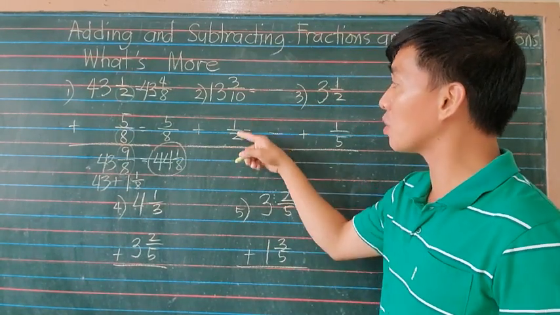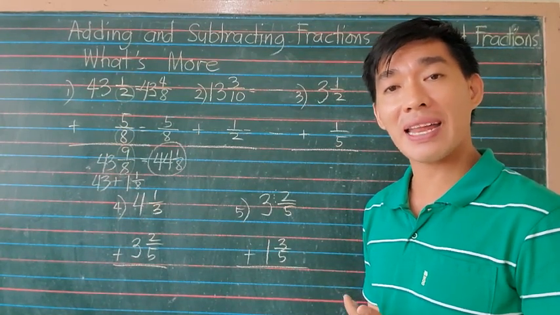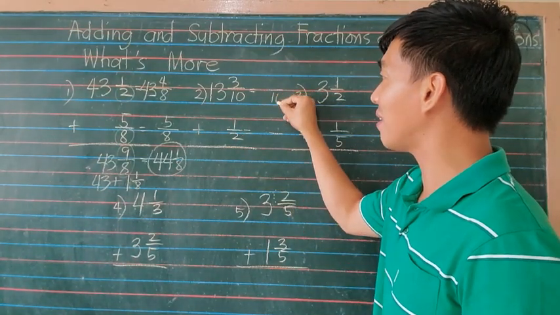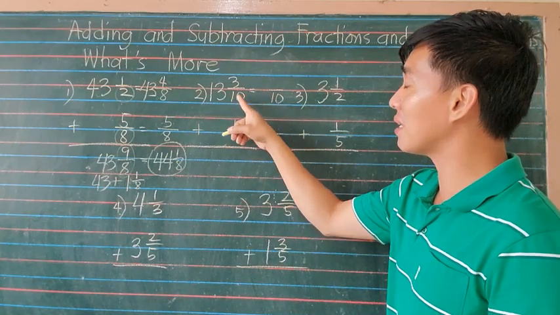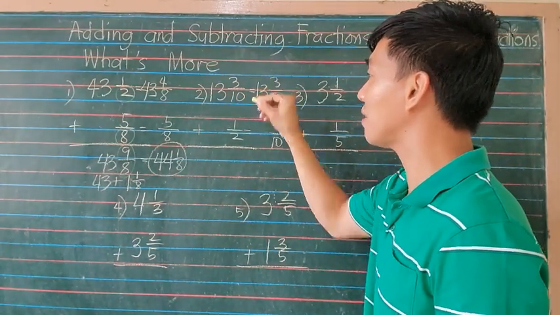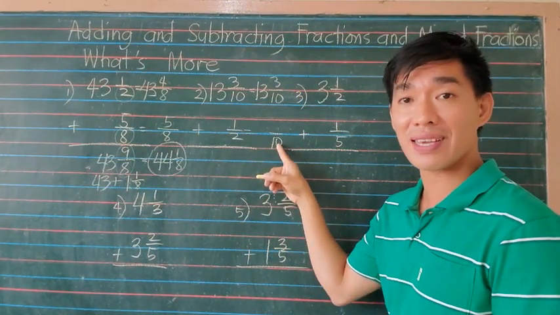But in this case, we don't have a common denominator. So, kailangan po natin hanapin yung LCM ng 10 tsaka 2, and I think that's 10. So, their LCD now is 10. So, because hindi naman natin binago yung 10, so you just copy 10 and 13. In this case, nagbago po yung 2 natin, nagiging 10.